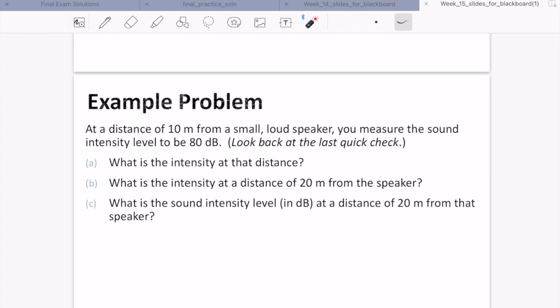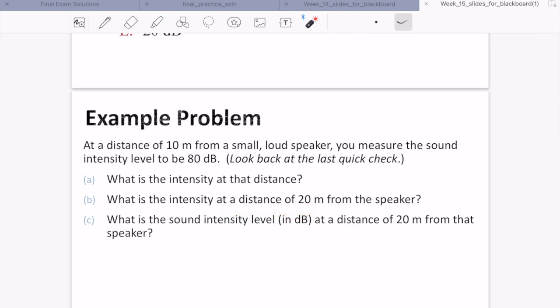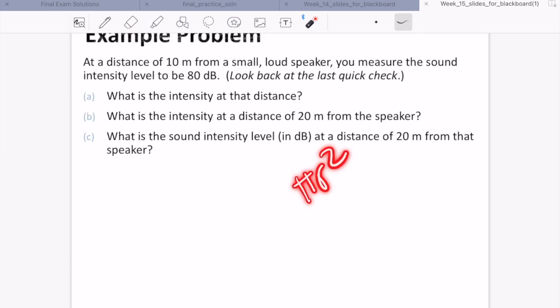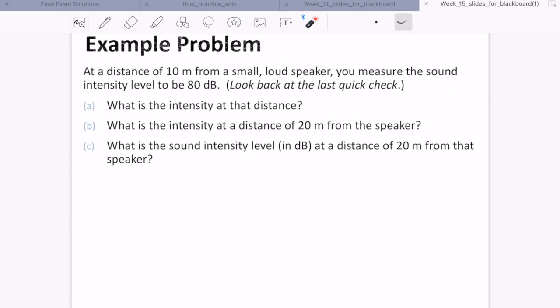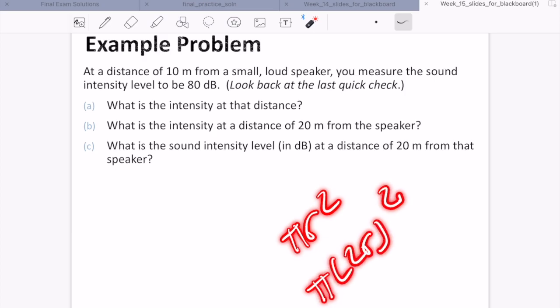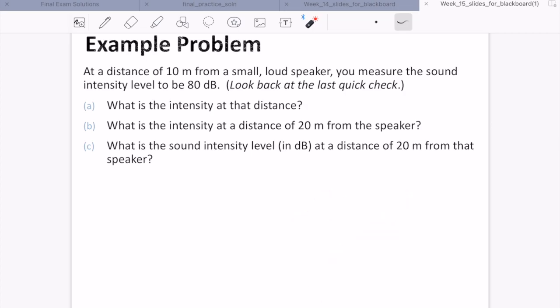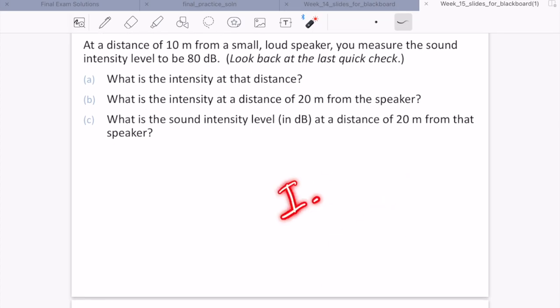Then they're saying, okay, if you increase the distance to 20 meters, you double the distance. Think about the distance as your radius in this case for your area. If this is pi r squared, and you double the radius, what does that cause a change in your area of? If it's pi r squared, and now it's pi (2r) squared, that's 4, right? So you multiplied your area by 4, and intensity is equal to power over area. So if I multiplied the area by 4, what happened to my intensity?